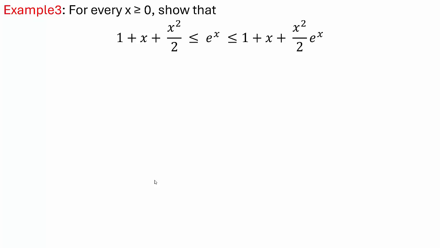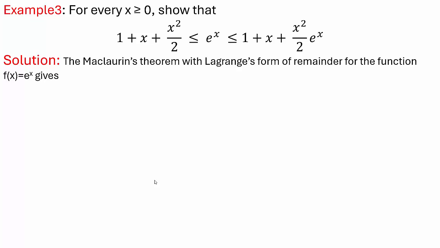Example 3. For every x greater than or equal to 0, show that 1 plus x square by factorial 2 is less than or equal to e raised to x is less than or equal to 1 plus x square by 2 into e raised to x. Here we shall use Maclaurin's theorem with Lagrange's form of remainder for the function f(x) equal to e raised to x. As f(x) equal to e raised to x is given here, we shall take f(x) equal to e raised to x.